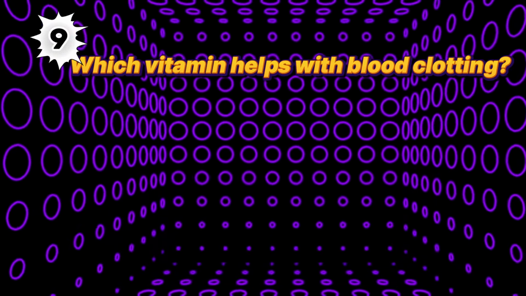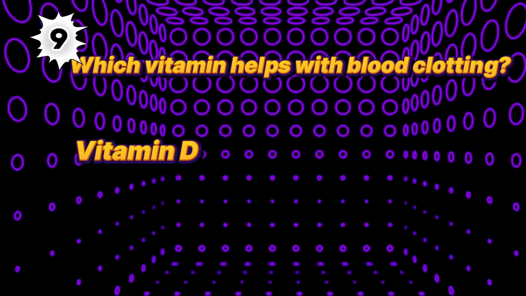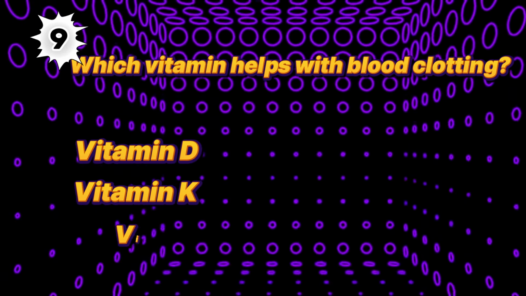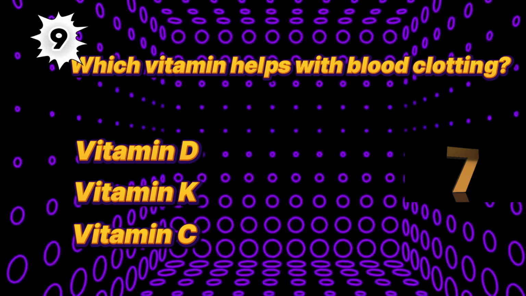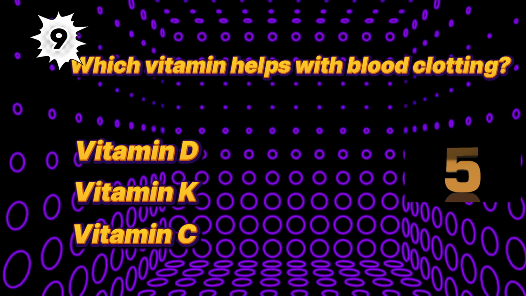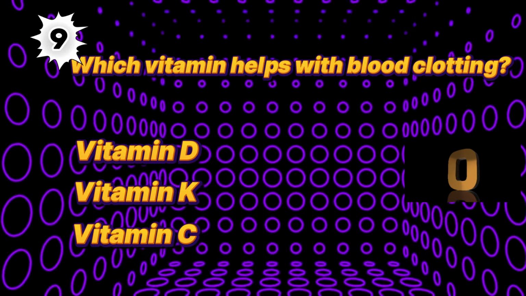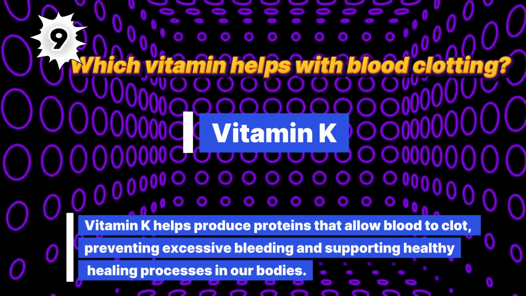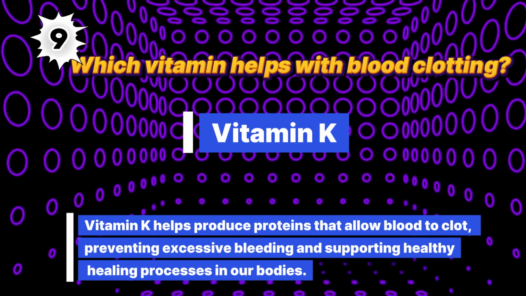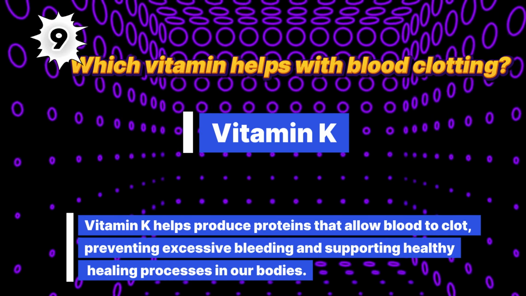Let's talk about nutrition. Which vitamin helps with blood clotting? Choose the correct vitamin. Vitamin D, vitamin K, or vitamin C. The right nutrient is vitamin K. Vitamin K helps produce proteins that allow blood to clot, preventing excessive bleeding and supporting healthy healing processes in our bodies.